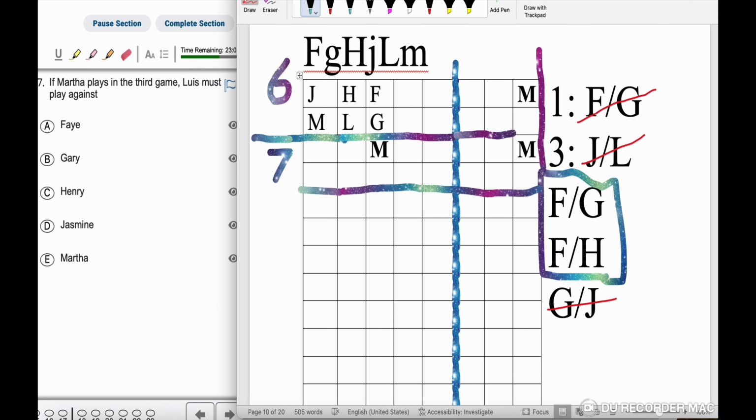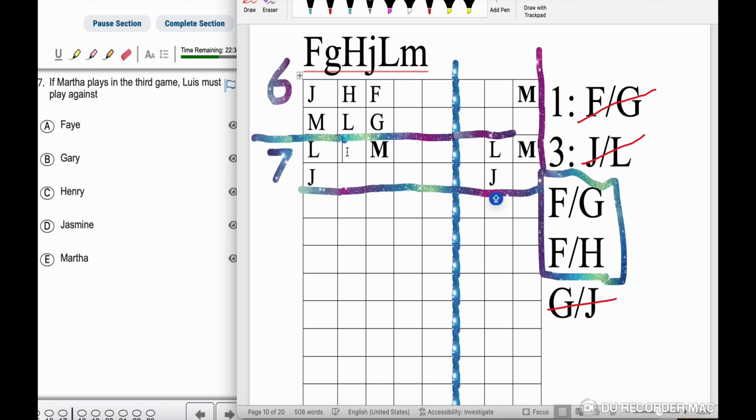Question 7. If Martha plays in the third game, Louis must play again. So we got Martha in the third game here in these 3 worlds. For Louis, I'm just going to put Louis in the first world, second world, third world, and I'm going to see where it doesn't work out. So J and L cannot be in the third world. So automatically we're going to be dealing with these 2 worlds right here. J can't be playing third, so J's going to have to play either 1 or 2.